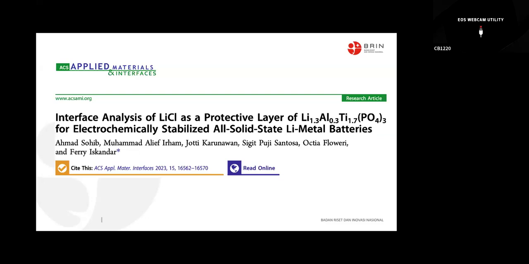This work was published in 2023. The focus of our investigation is on using density functional theory, or DFT, to evaluate how a lithium chloride layer can serve as an effective barrier to stabilize the electrolyte anode interface in solid state batteries. But as a disclaimer, I'm not familiar with computational studies, so please bear with my lack of knowledge.